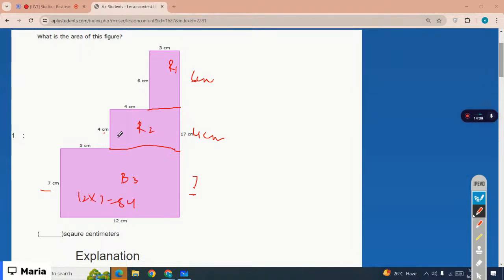For this one, you have 7 times 4, that is 28. Then here you have 6 times 4, that is 24. You have to add all the areas of the figures. You can then have the area of the bigger one.